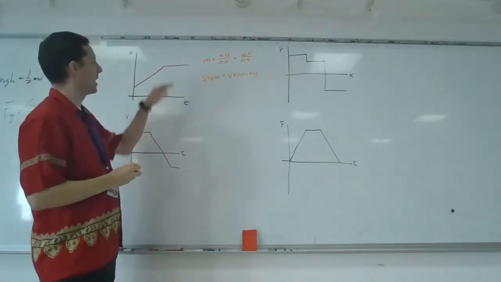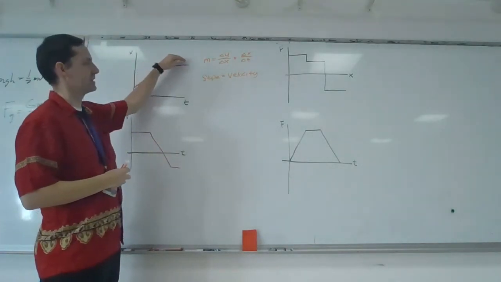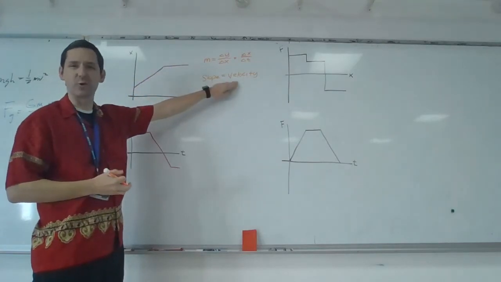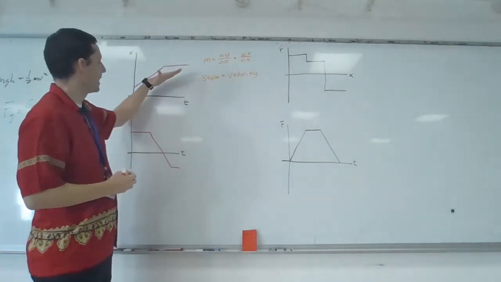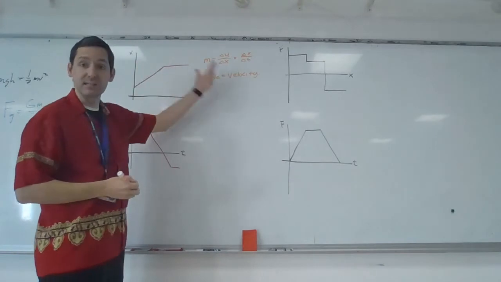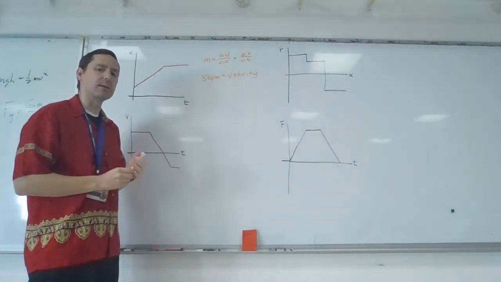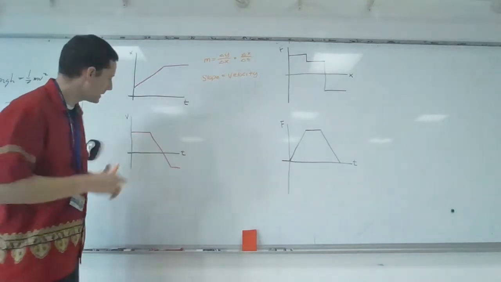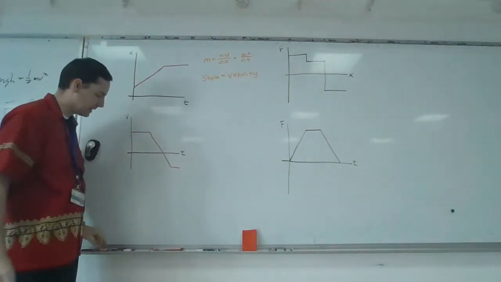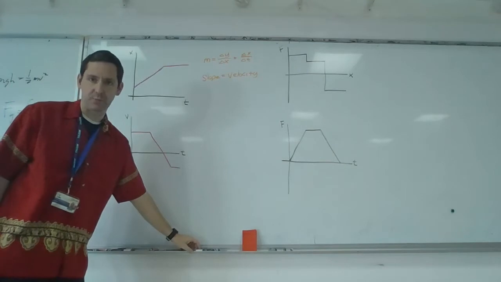Remember, we were talking about how when it's flat, your position's staying the same, therefore your slope is 0, your velocity is 0. If the line is steeper, that means that you're going faster. That's because your slope is steeper, right? So we talked about a lot of ideas with that. Okay, we also looked at velocity versus time graphs.